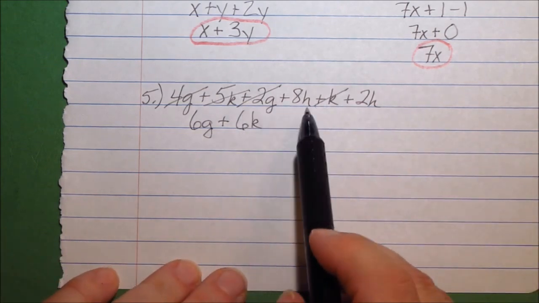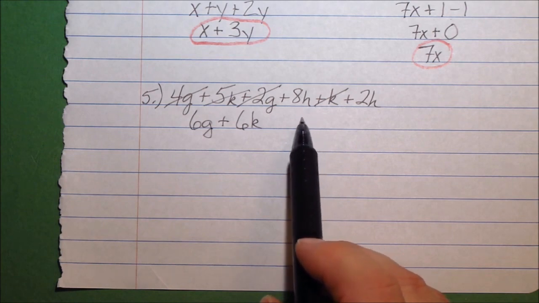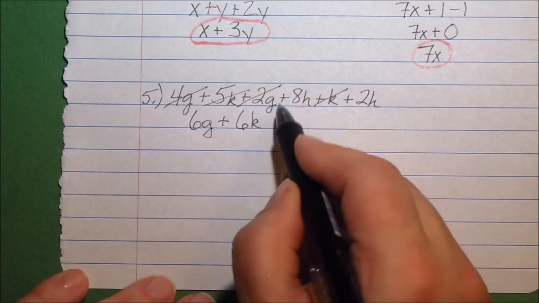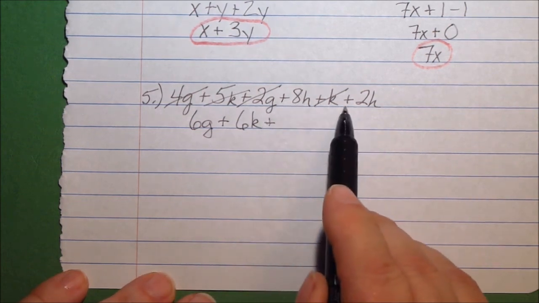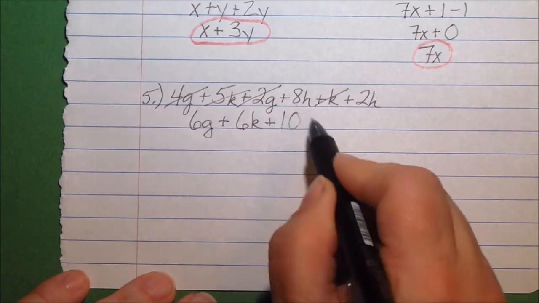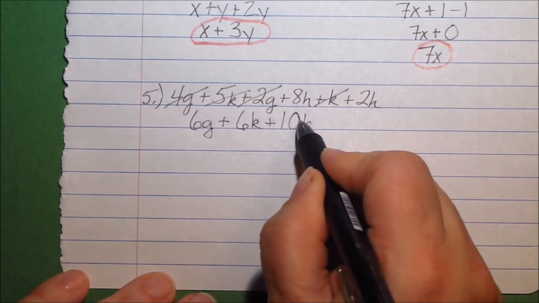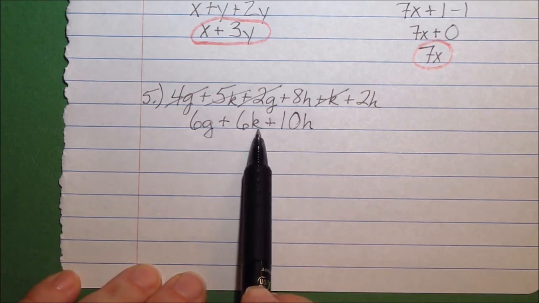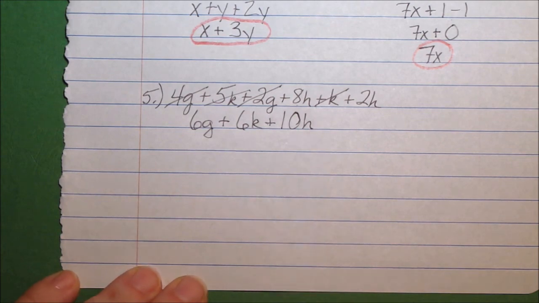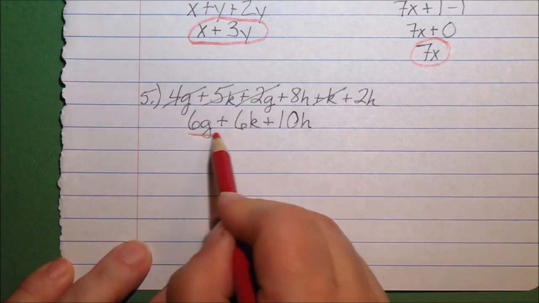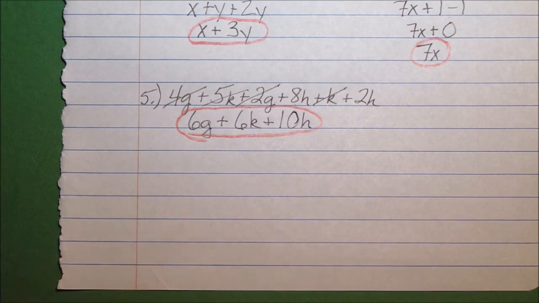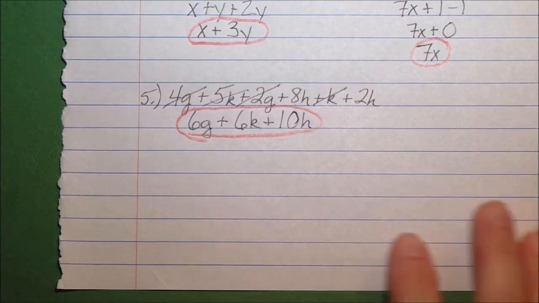So next one is 8h. Do I have any like terms with that? Yes, this 2h is a like term. There's an addition symbol with the 8, so I bring that down. Then 8 plus 2 is 10. Its variable is h. All right? So now I have a variable of g, I have a variable of k, and a variable of h. Those are all different variables, so these are not like terms. So this is as far as I can simplify this one. All right? Okay, so that's combining like terms.